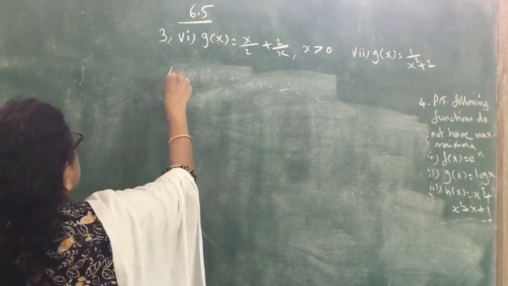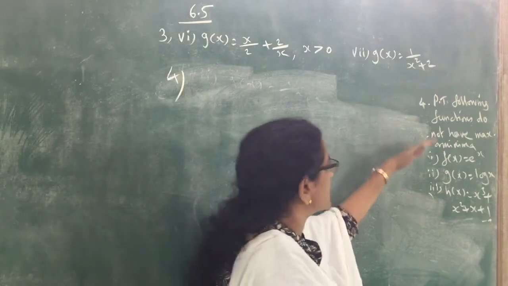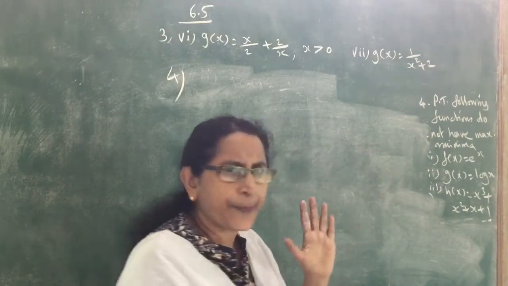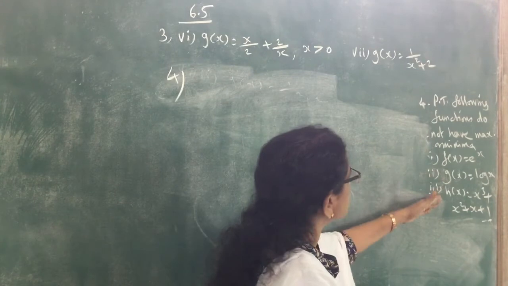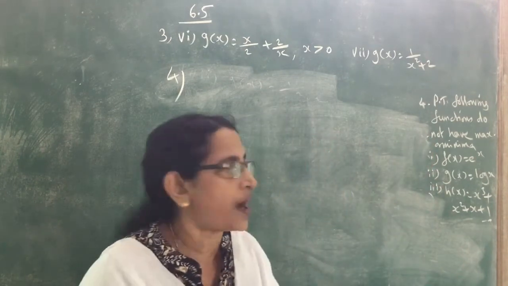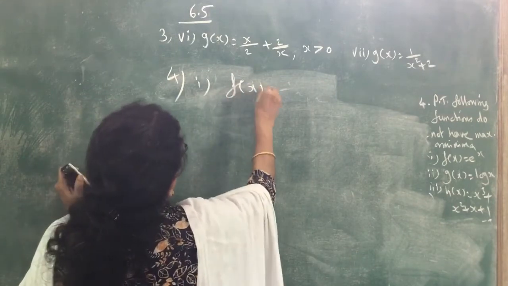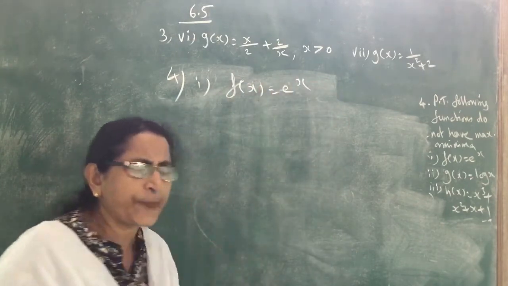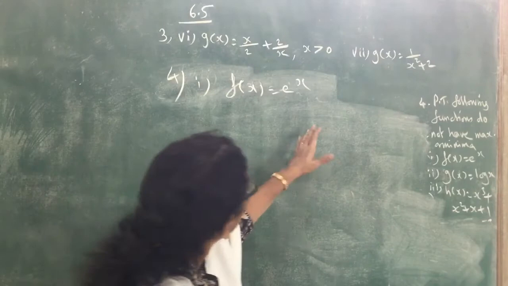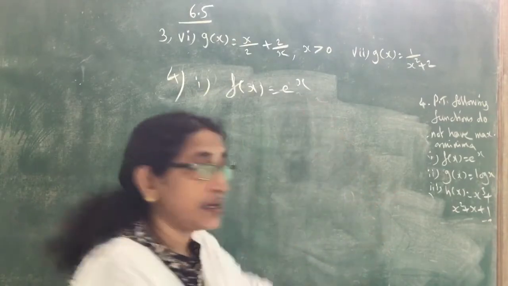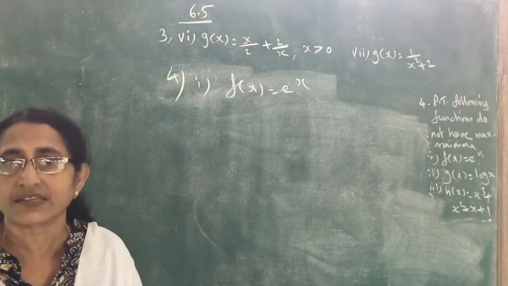Now fourth question, prove that the following functions do not have maxima. We have to prove that these functions do not have maxima or minima. First function, f of x equal to e raised to x. We have to prove that this function does not have maxima or minima.